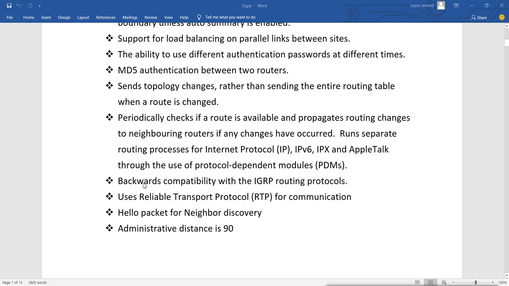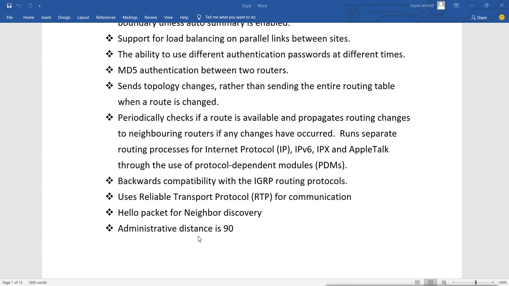Then backward compatibility with the IGRP routing protocol. If you already have some routers configured with IGRP, then EIGRP can support that also. It supports backward compatibility because both are Cisco protocols. Then it uses the reliable transport protocol, called RTP, for communication. It is reliable because it has one metric which is reliability also. Then hello packets for neighbor discovery. So it also uses the hello protocol and sends hello packets to the neighbors.